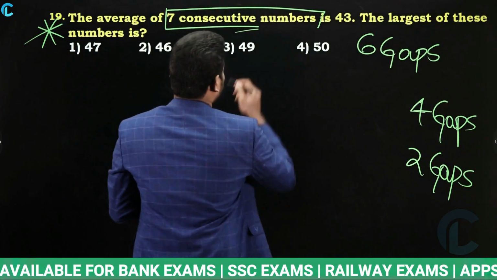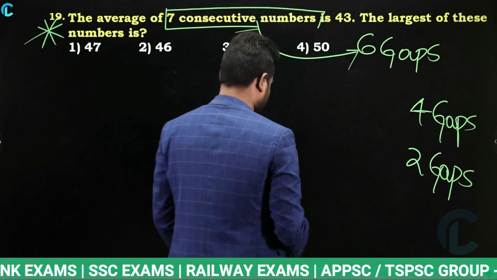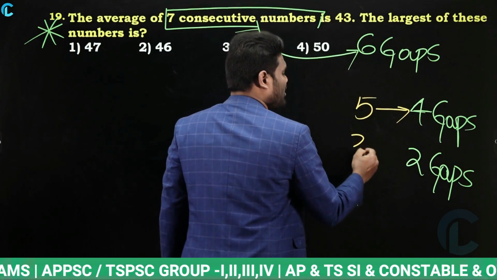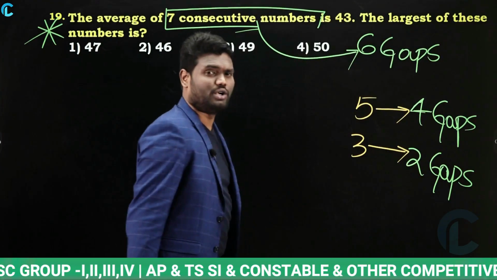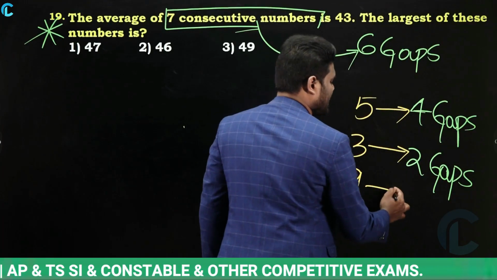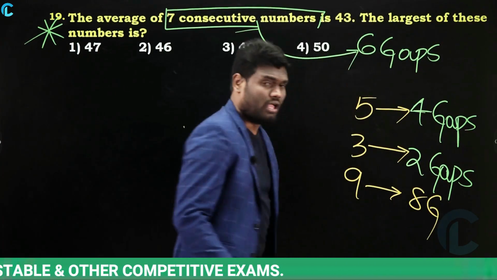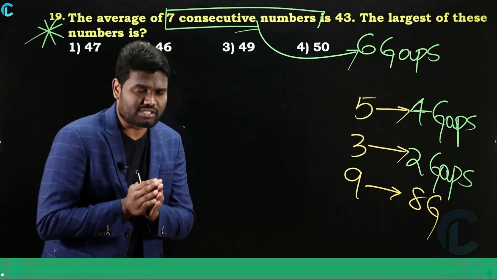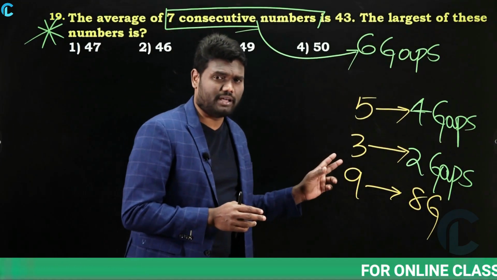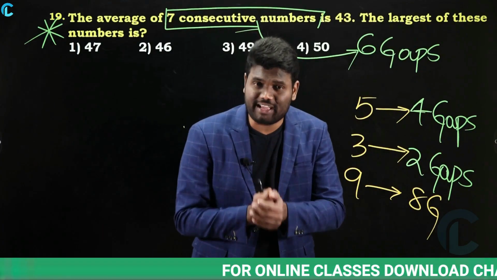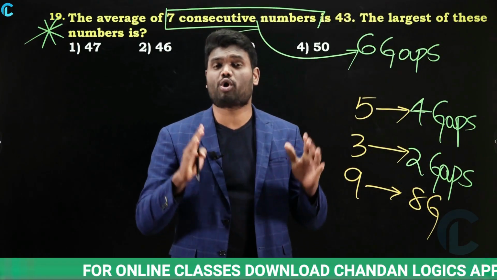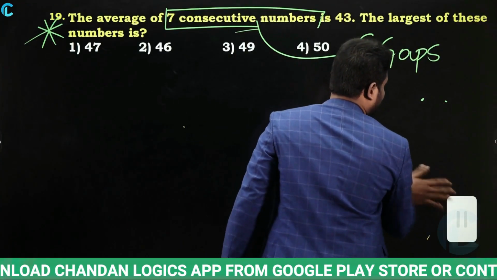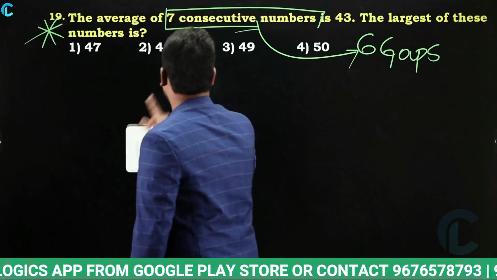If you have 7 numbers, the number of gaps will be 6. If you have 5 numbers, the number of gaps will be 4. If you have 3 numbers, 2 gaps. If you have 9 numbers, 8 gaps. If you have 13 numbers, 12 gaps. So simply, you need to observe that the number of gaps is always 1 less than the number of numbers. This point is really important. If you know this concept, then you can solve all the questions related in this way.